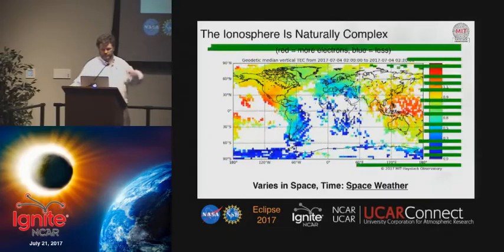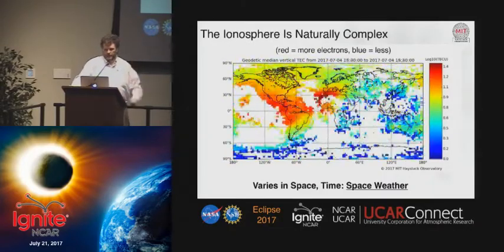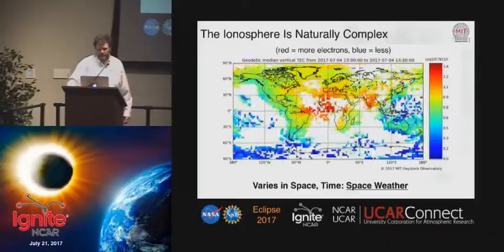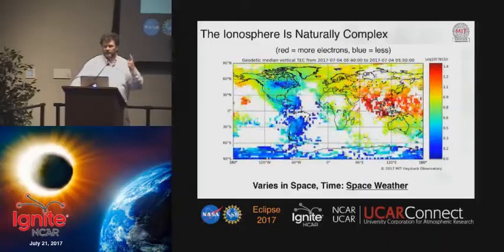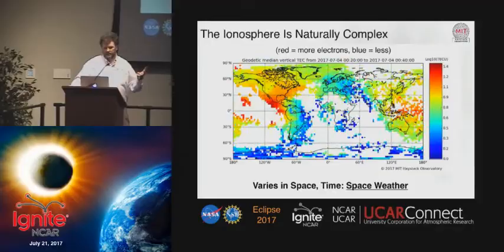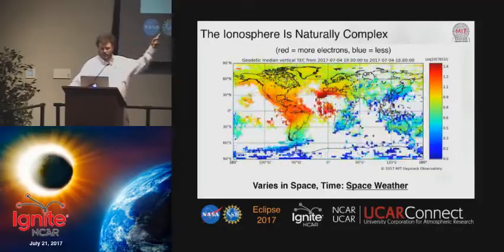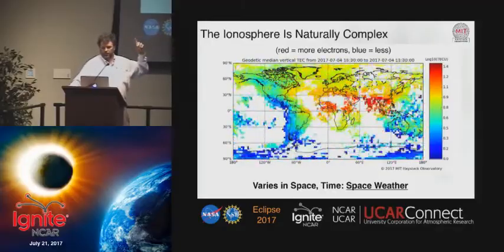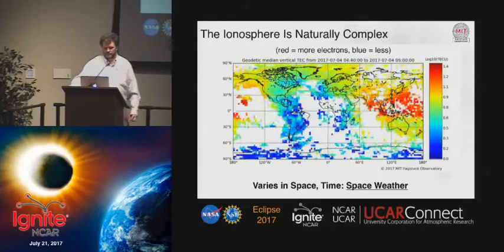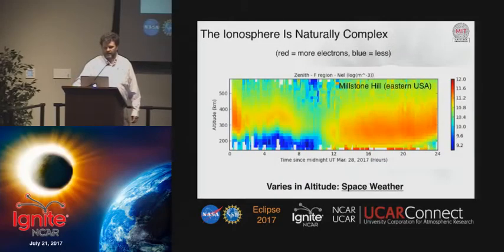It's got a complicated structure. This is a movie of 24 hours of the ionosphere. It's naturally complex. Red is more electrons, blue is less. It varies in space and time. This is something called space weather. We would like to understand more about these variations by using the eclipse as a natural, large, active experiment.